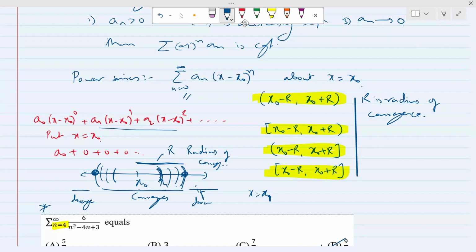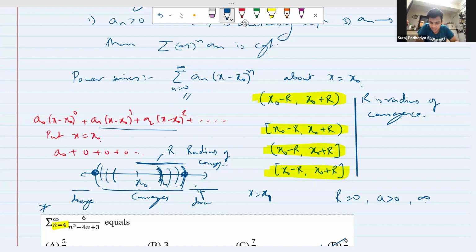So possibly this radius of convergence may be 0, or it may be some finite real number, or it may be infinity also. All three values are allowed. So, sir, if it is 0, can there exist a series where it is convergent on the whole real line? Yes.